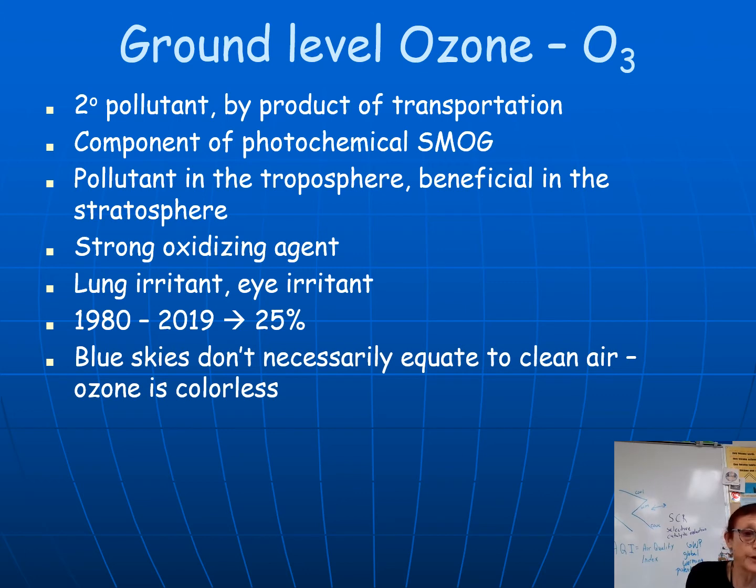So if you look at our friend ozone, remember that stratospheric ozone is good, tropospheric ozone, ground level ozone, is bad. It is a secondary air pollutant, and it is a very, very strong oxidizing agent. One of the components of photochemical smog that we look at that is a substantial problem. There's a mistake on the slide. It's a lung irritant, it's an eye irritant, it breaks down materials.